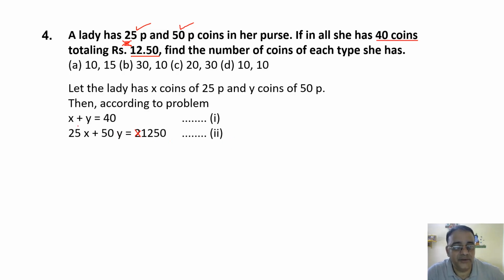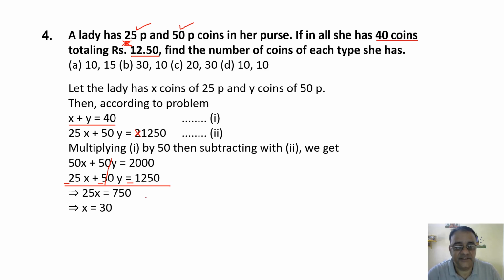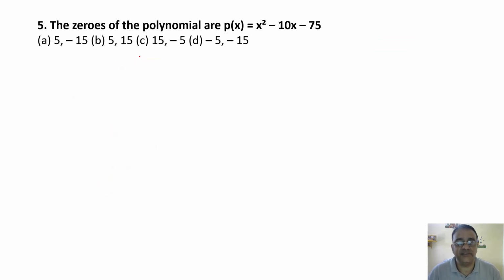Now we are going to multiply first equation by 50, right? And then subtracting with second equation. So this is the first equation multiplying with 50. Now we are going to subtract. If you subtract, you will get 25x is equals to 750. So x is equals to 30. If x is equals to 30, y will be 40 minus 30, that is 10, right? And the correct option is option B. Now we are moving toward question number 5. The zeros of the polynomial p of x.